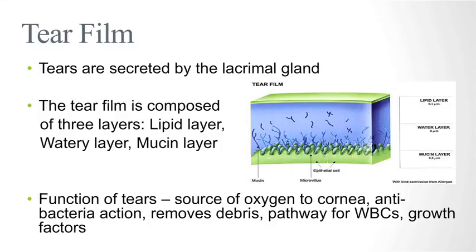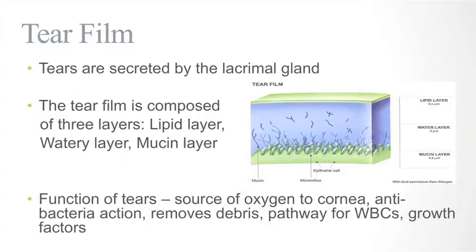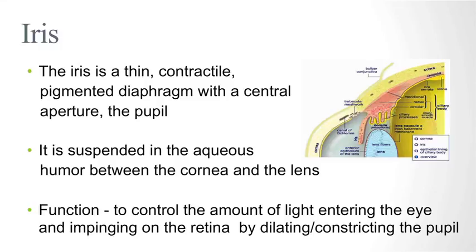Function of tears: acts as a source of oxygen to the cornea, antibacterial action, removes debris, pathway for white blood cells and growth factors. The iris is a thin, contractile, pigmented diaphragm with a central aperture, the pupil. It is suspended in the aqueous humor behind the cornea and the lens.